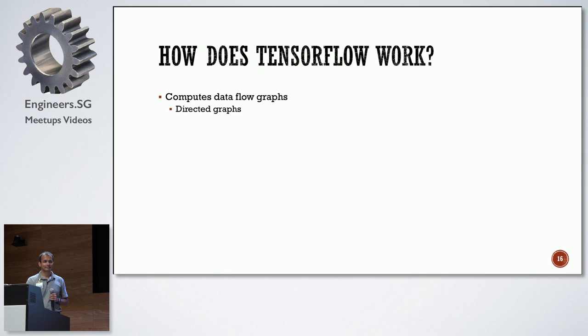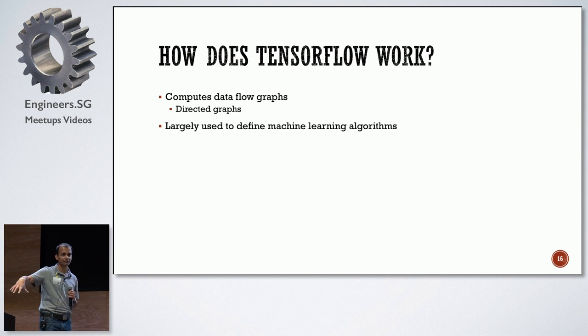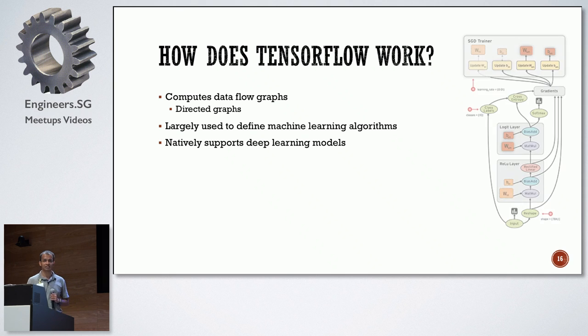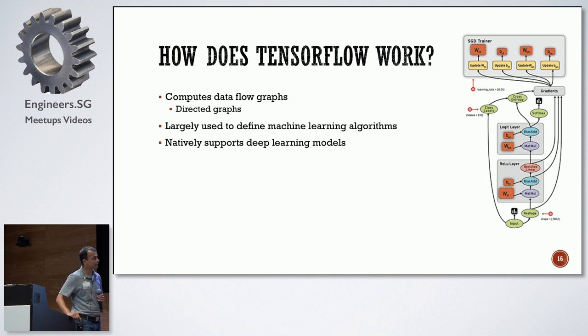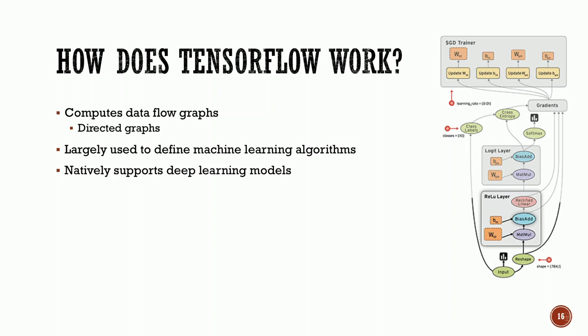So some basics. What does TensorFlow do, and how does it work? TensorFlow is basically a compute graph. What it tries to do is create a directed graph and then do computations on the graph. That's as simple as that. It's basically used to define machine learning computations, but it's a general purpose mathematical toolkit, actually, if you think about it. But in general, people use it mostly for machine learning and deep learning purposes. And of course, it natively supports deep learning models. This is a typical deep learning compute graph that is run on TensorFlow. That's a very straightforward image for a compute graph on TensorFlow.